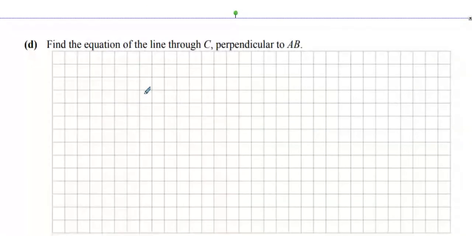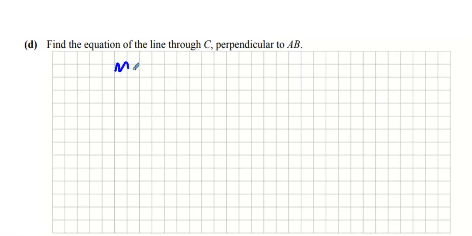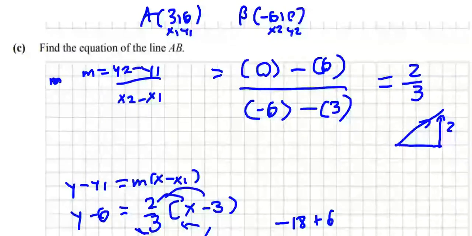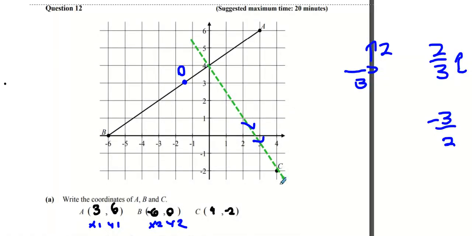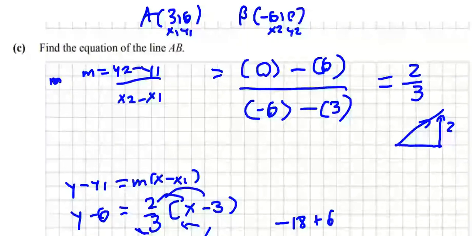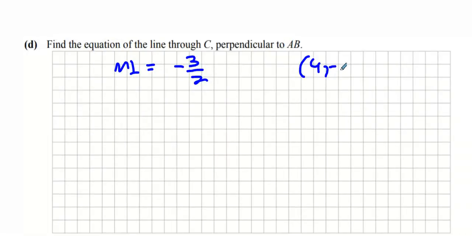You don't have to do that, by the way, that's wrong. So slope m perpendicular is minus 3 over 2. It goes through the point C, and the point C is, what is it, 4, minus 2. And now we'll be able to form the equation of this line quite quickly.